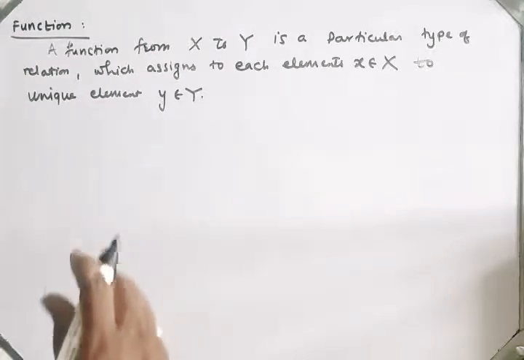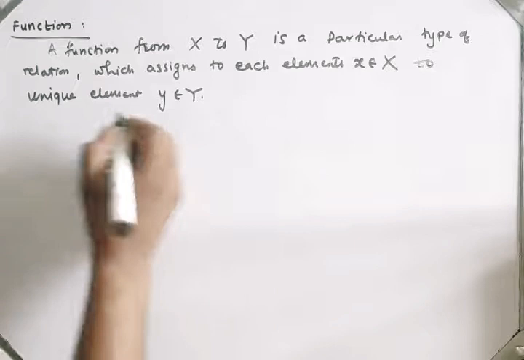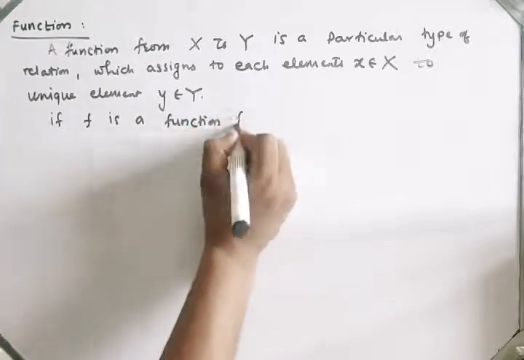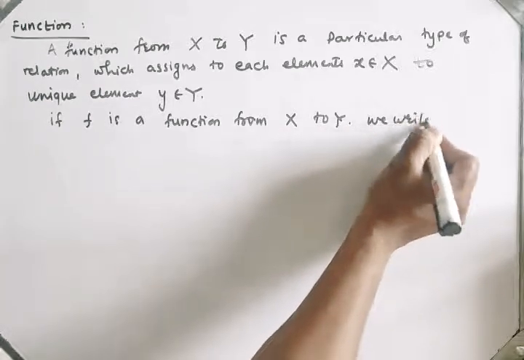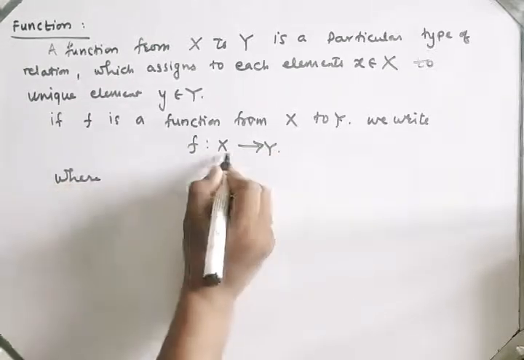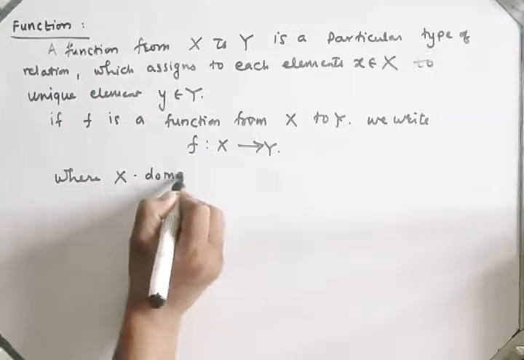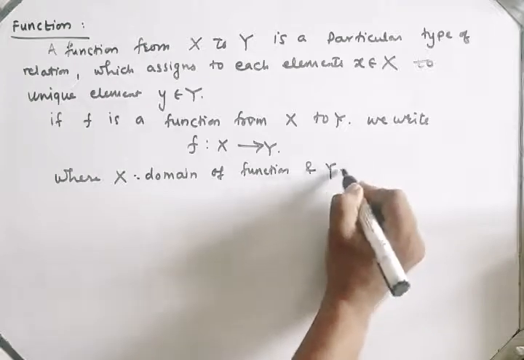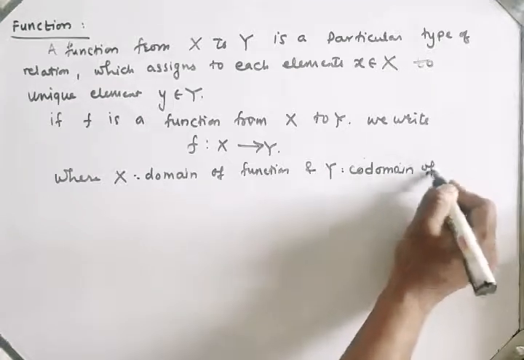So we generally denote this by f from X to Y. If f is a function from X to Y, we write it as f from X to Y, where capital X is the domain of the function and capital Y is the codomain of the function.